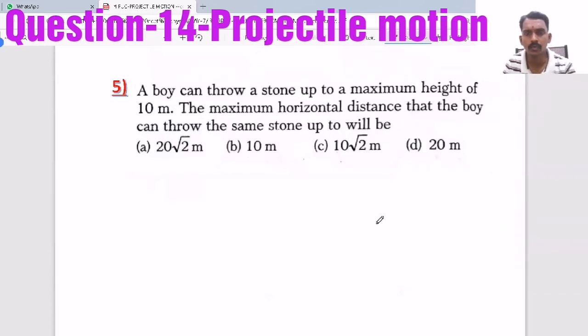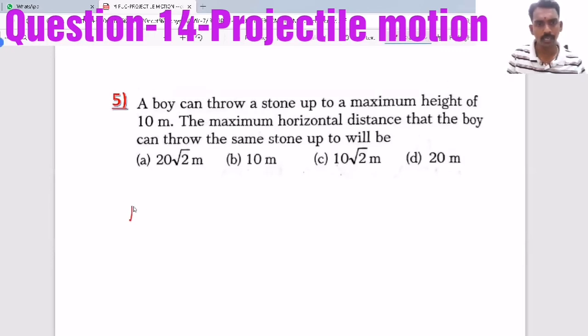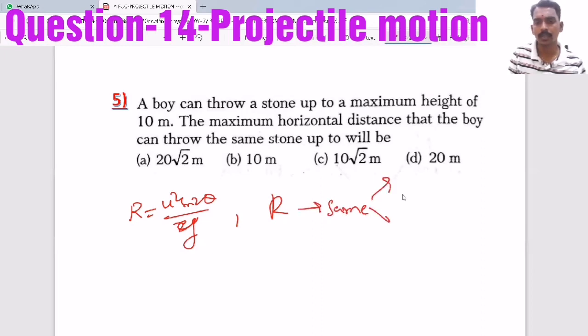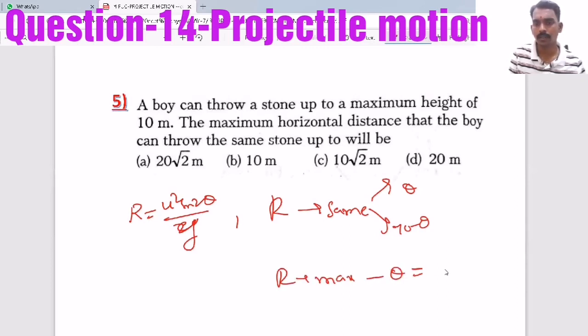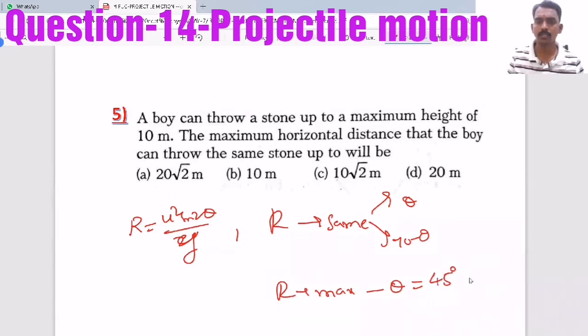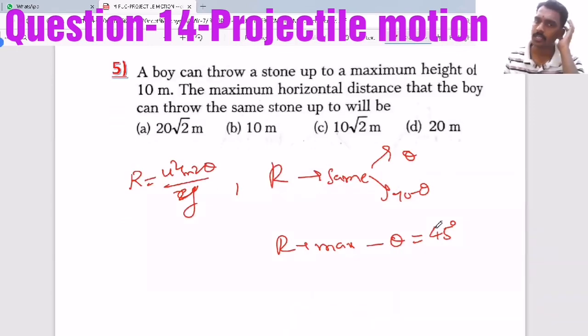Now, a boy can throw a stone up to a maximum height of 10 meters. The maximum horizontal distance that the boy can throw the same stone will be? See here, in case of range, I will tell you two conditions. The range of the projectile is u square sine 2 theta by g. The range is the same for two different angles: theta and 90 minus theta. And the range will become maximum when theta is 45 degrees. So these are the two things you need to remember for the range.